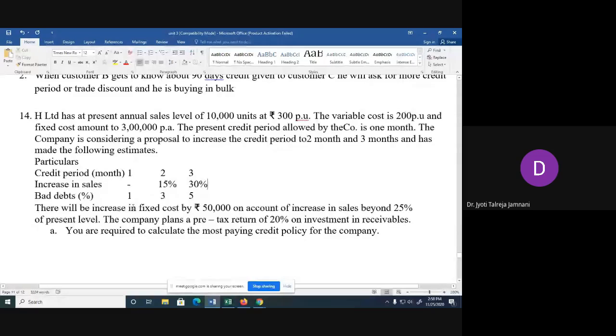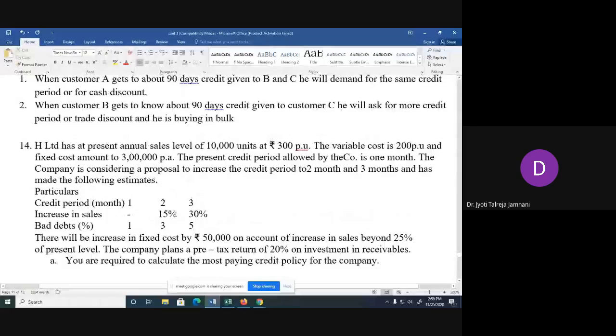Bad debt percentage is given, and there will be an increase in fixed cost by rupees 50,000 on account of increase in sales beyond 25% of present level. The company plans a pre-tax return of 20% on investment in receivables. You are required to calculate the most paying credit policy. So out of this 1, 2 and 3 months credit, which one is the most paying is what we have to find out. Okay. So let's start.